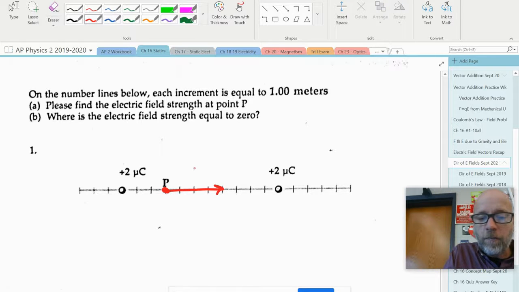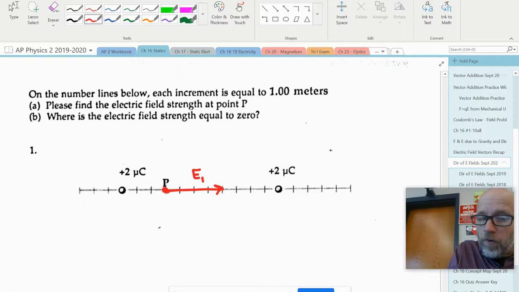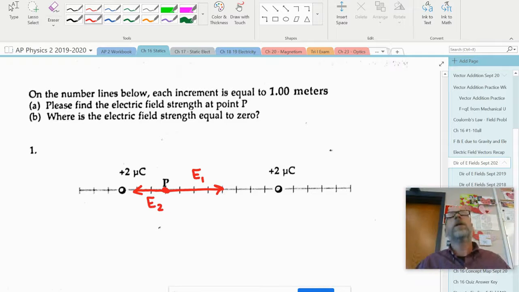I'm going to call that one E1 because it's the first one and I'm counting left to right. Now, the other positive charge is going to cause an electric field pointing away from itself. Now, it's farther away, so I can draw that arrow as smaller.